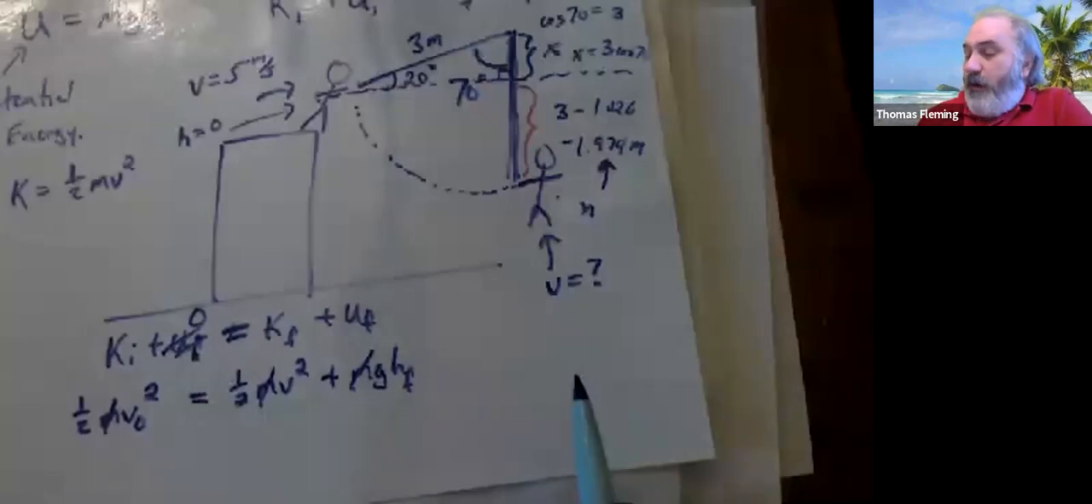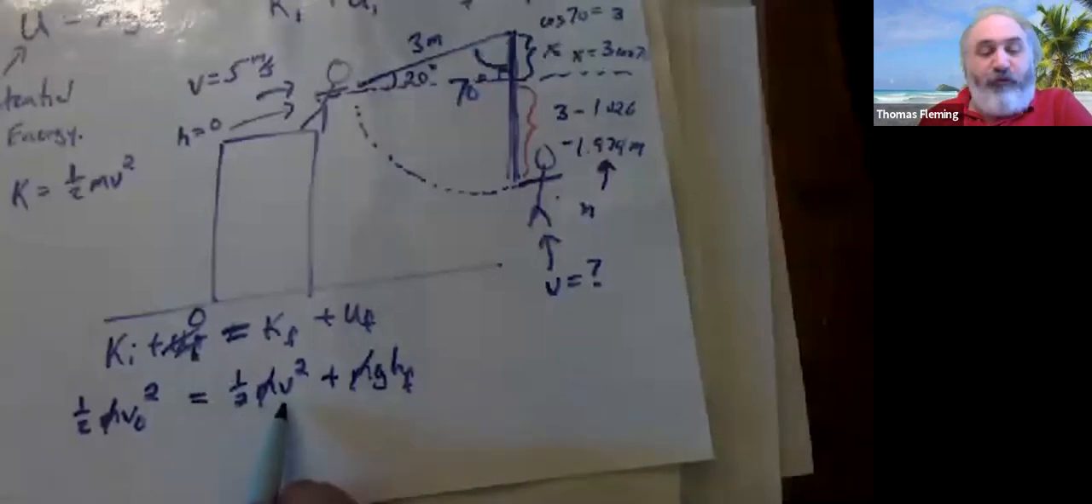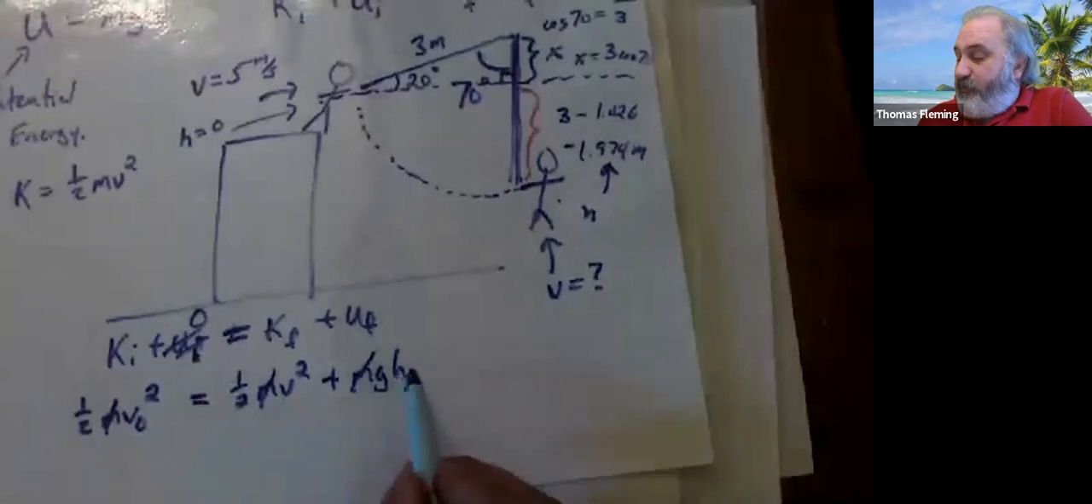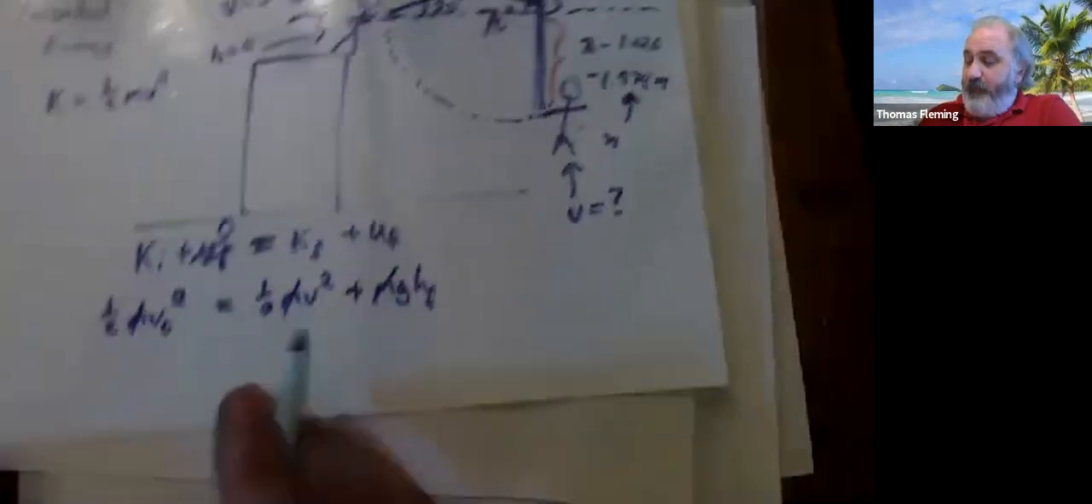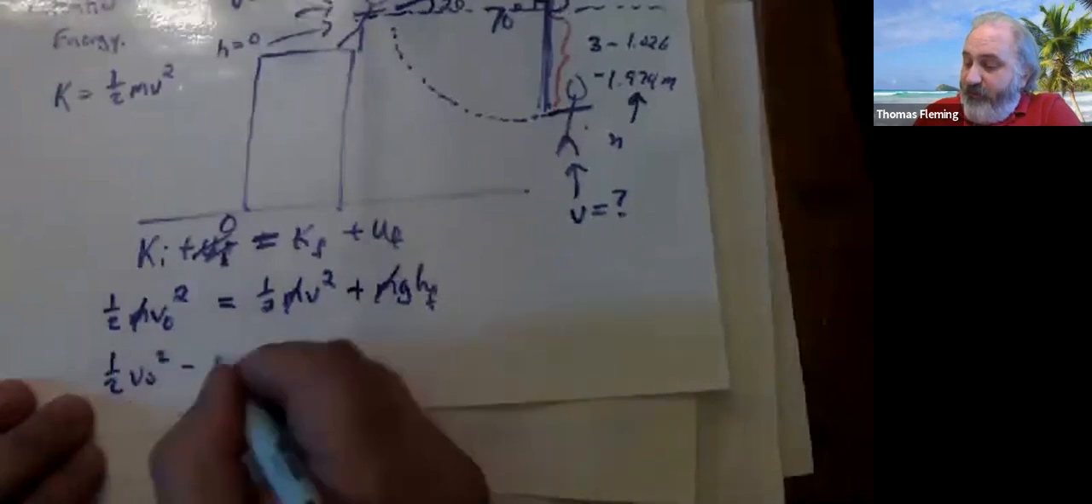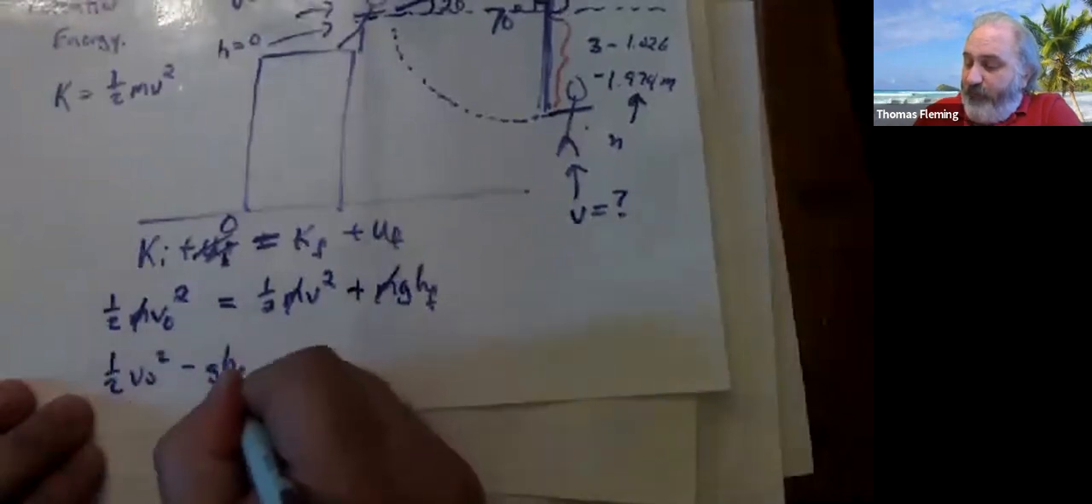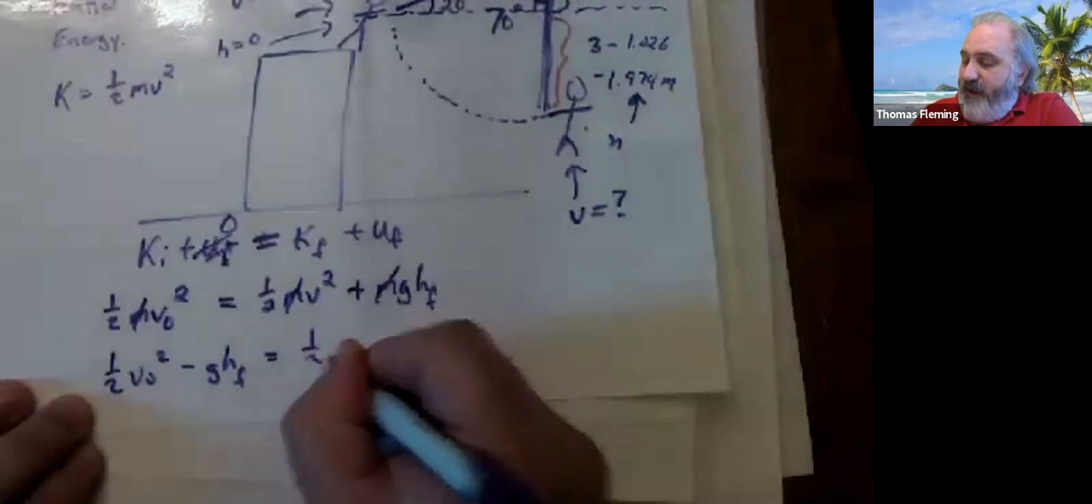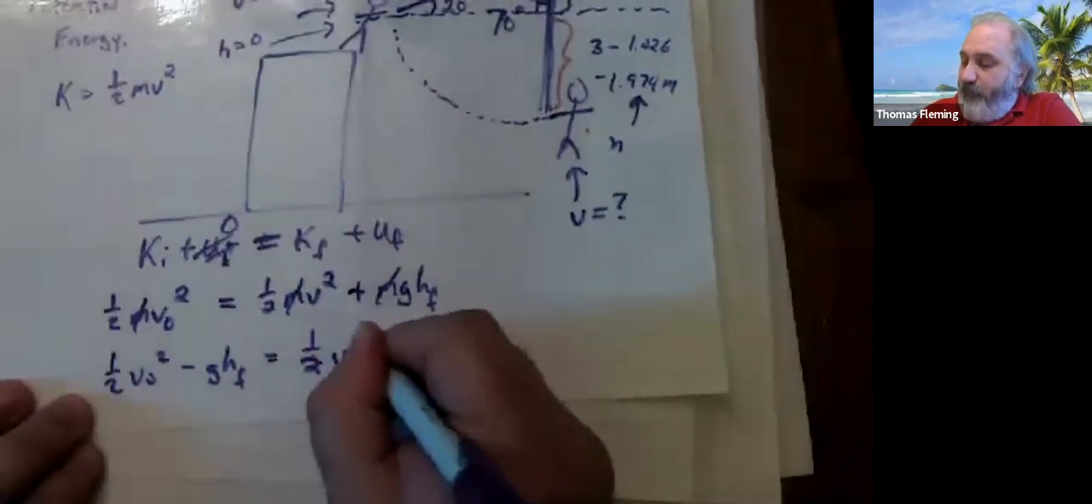So now, what am I solving for? I'm solving for his final velocity. So I need to get v final by itself. So let's take this and subtract that from both sides. So I'm going to have 1/2 v initial squared minus g times h final. That's going to equal 1/2 times v final squared.